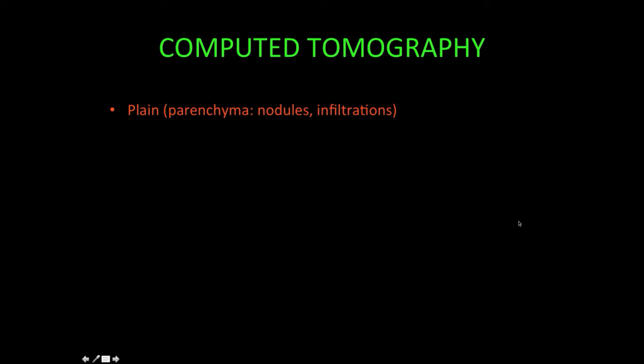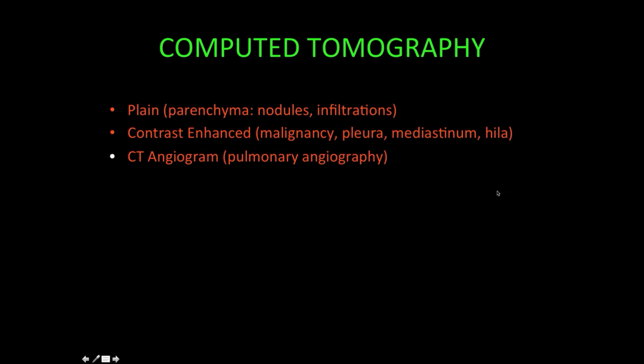Now with computer tomography, just to remind you, there are different types. You have plain computerized tomography, which doesn't use contrast at all, and that's mostly used for evaluation of the lung parenchyma, like pulmonary nodules and infiltrations in the lung parenchyma. A contrast-enhanced CT requires injection of intravenous contrast material, usually an iodine-based material, and that's used for staging of malignancies, evaluation of pleural lesions, evaluation of the mediastinum and the hila, particularly for masses or lymphadenopathy.